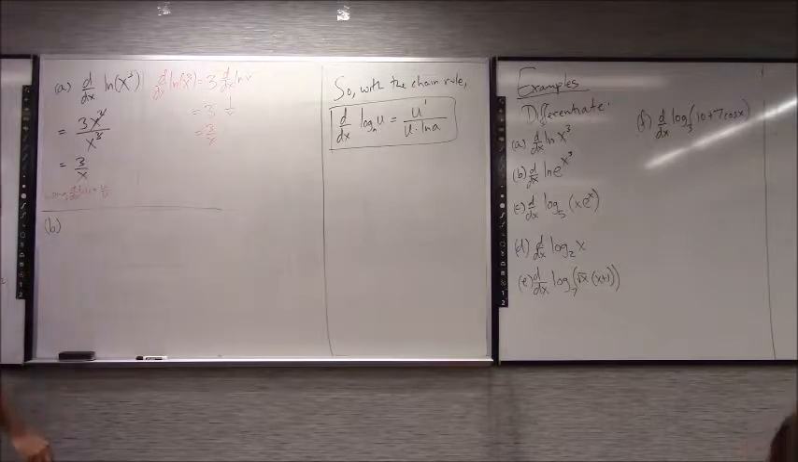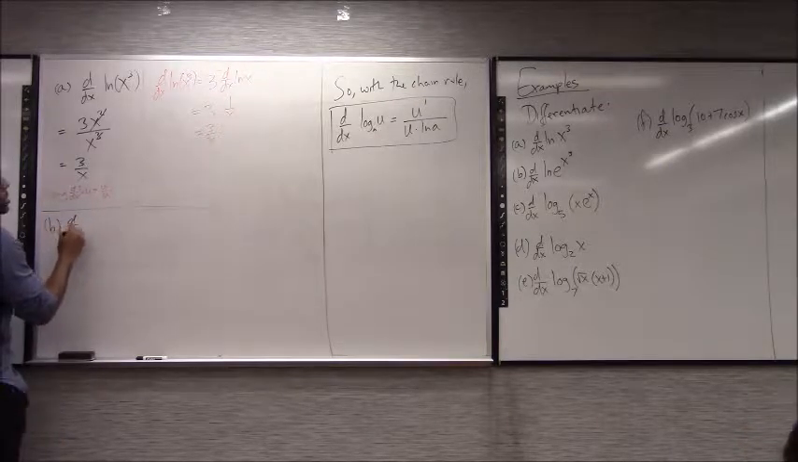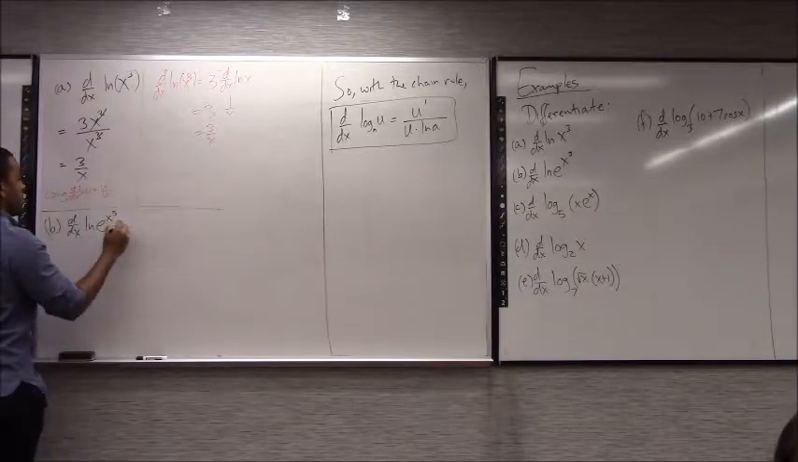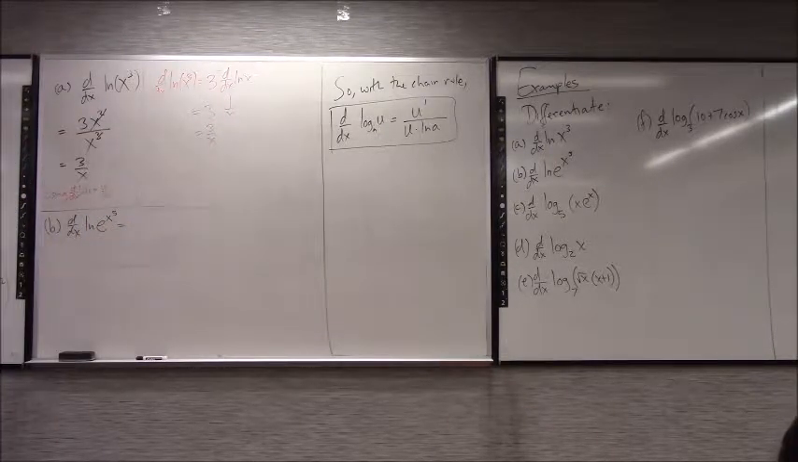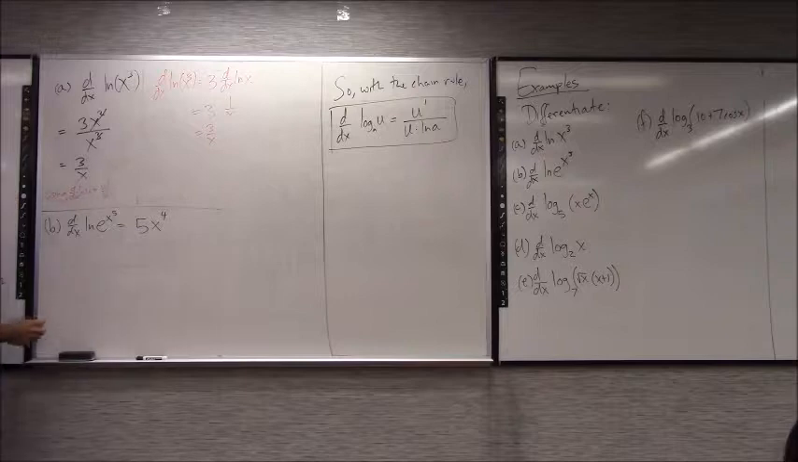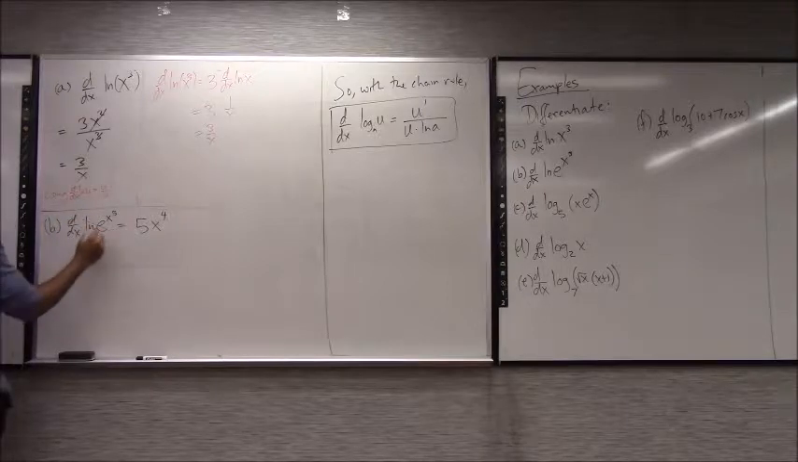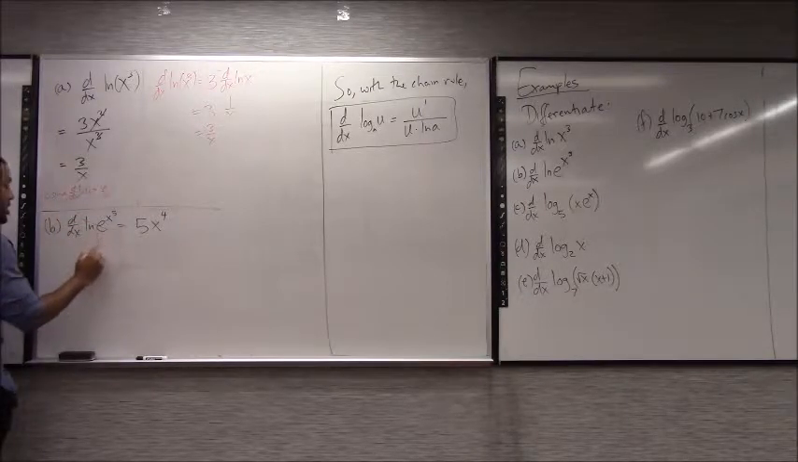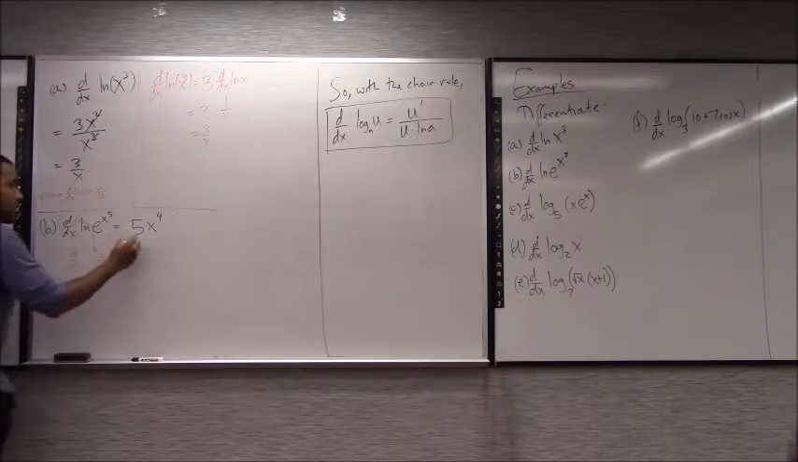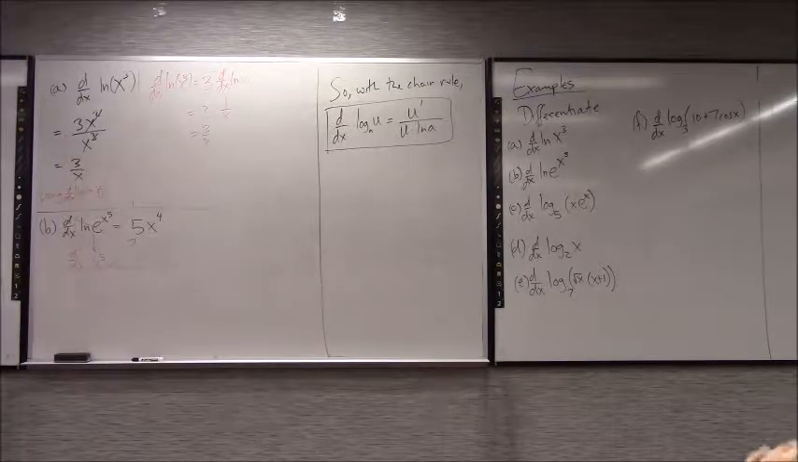B. What's the d/dx of ln of e to the x to the 5th? 5x to the 4th. How did you know that? Because ln is base e, so the ln e cancels. So this whole thing is basically x to the 5th, and you just use the power rule.